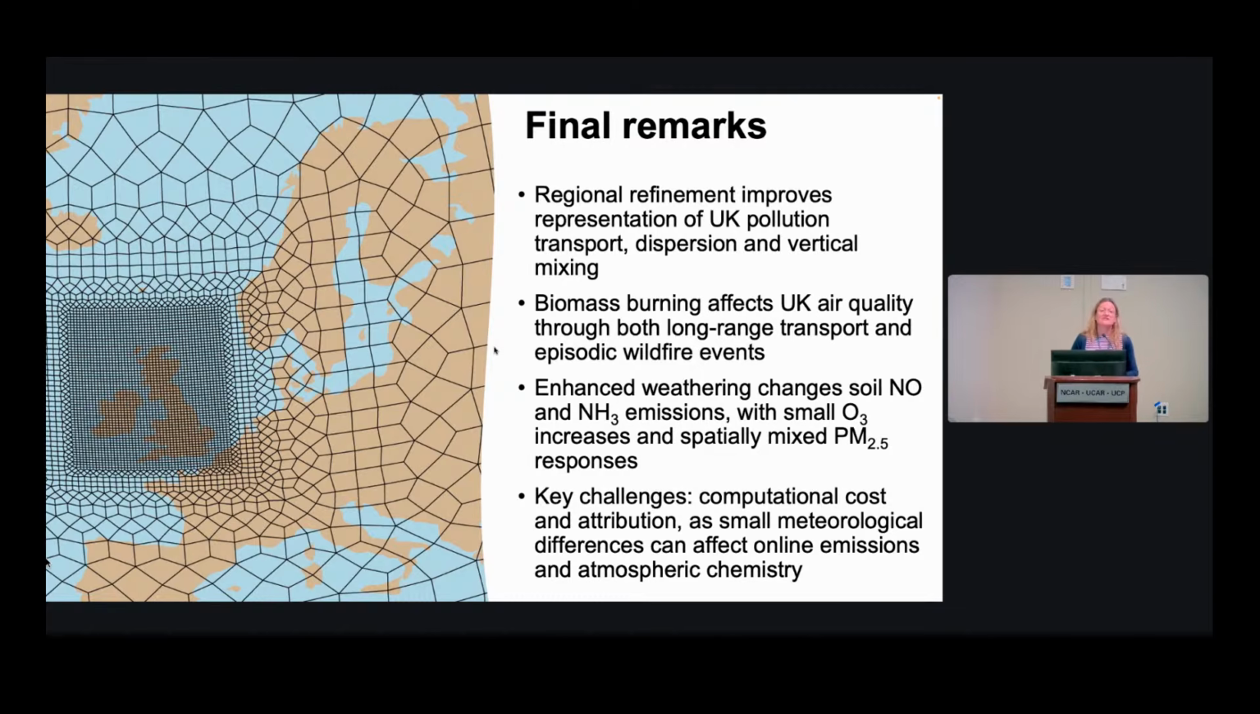Enhanced weathering changes soil nitric oxide and ammonia emissions, and that affects air quality in the UK. We are still analyzing the data. And the key challenge that we have, and I don't think I'm saying anything new, is the computational cost.